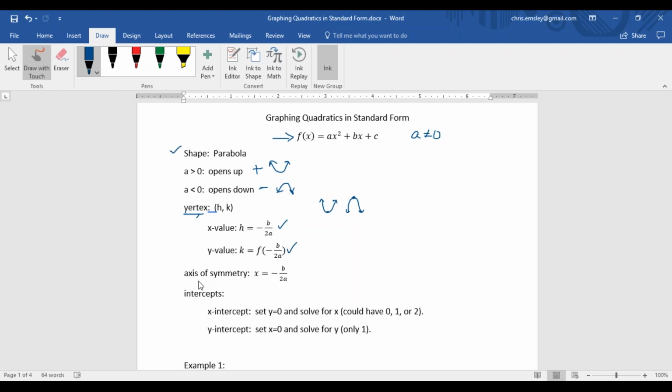The axis of symmetry is always going to be a vertical line, and our parabola is symmetric about that line. So a vertical line always takes the form x equals some constant, and that constant is the x coordinate from your vertex. Then we also have our intercepts. Just like graphing any function, the x-intercept is found by setting y equal to 0 and solving for x. With a parabola, we could have no x-intercepts, or there could be 1, or there could be 2. And then y-intercepts, we set x equal to 0 and solve for y. There will only ever be one y-intercept.